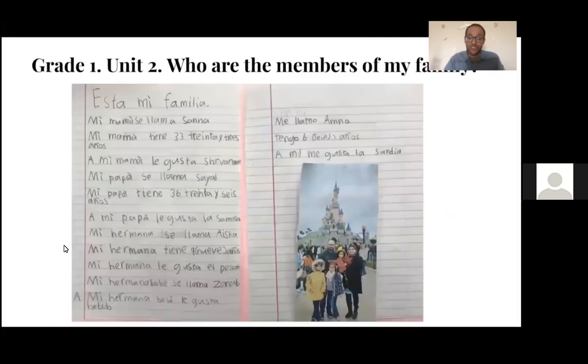And here you have another example of another student that took her picture from her trip to Disneyland, and she did a fabulous job describing her family. As I was saying, students really enjoy this grade 1 curriculum because it's all about themselves and the people surrounding them. So you can see how much work they put into their projects.